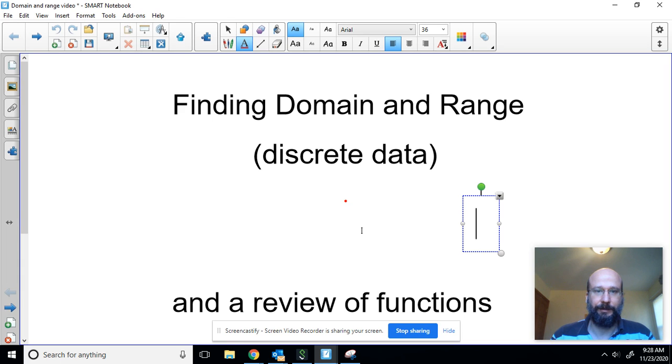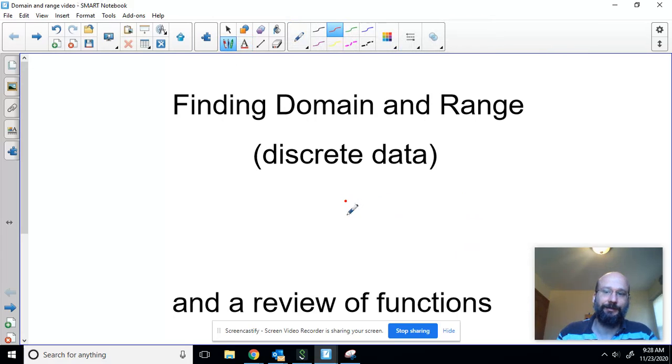Hi guys, we're going to do some review on finding domain and range, just discrete data. Remember that discrete data is just ordered pairs, points, a table, mapping, or points on a graph. That's discrete data. While we do this, we're also going to do a review of functions.